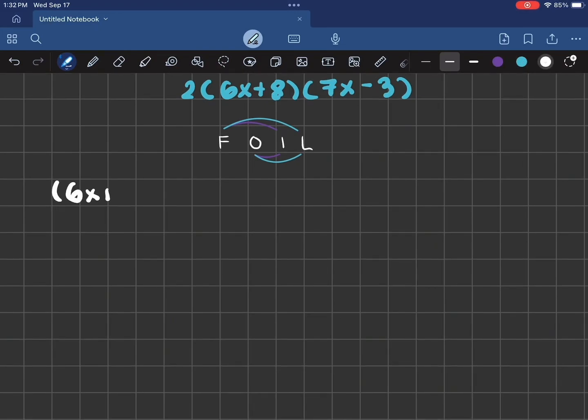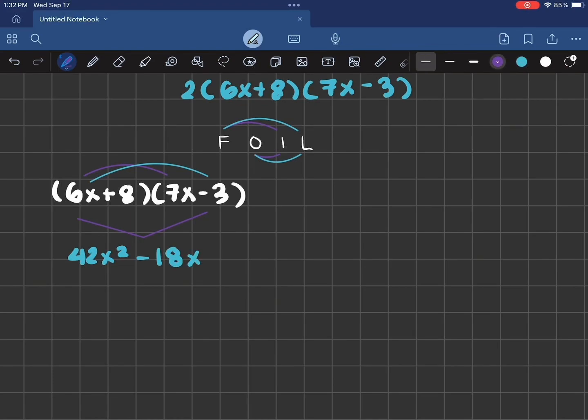The first, and in my opinion the easiest, method is the FOIL method, which is an abbreviation of first, outer, inner, and last. We start by multiplying the first digits in our binomial. A binomial is 2 parentheses with 2 terms. In our binomial, these digits are 6x and 7x. Next, we need to multiply the outer numbers, which are the digits on the outer side. In our example, the digits are 6x and negative 3.